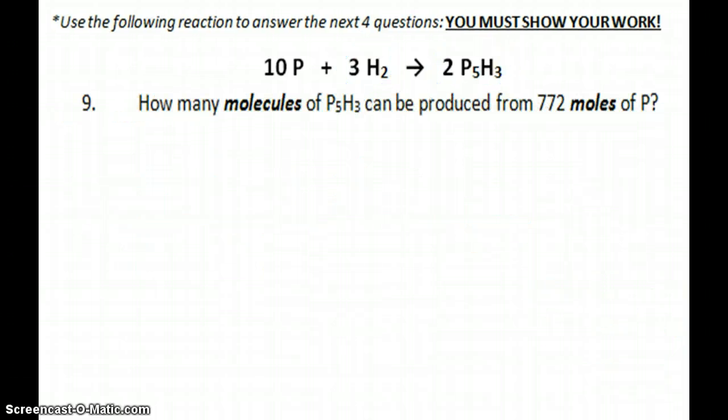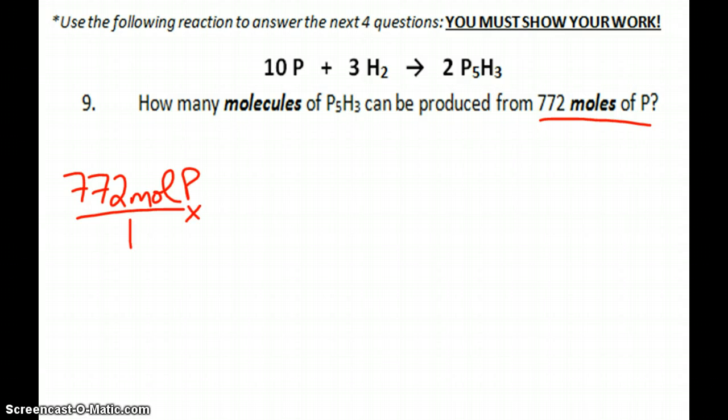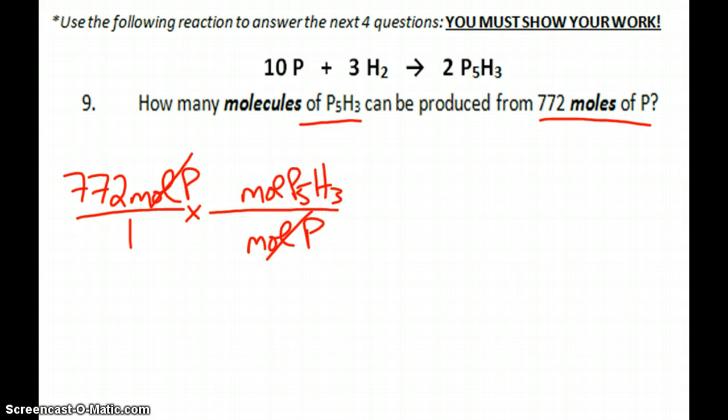The next question, very similar, except I got to finish with my molecules fact. So again, I start with a mole-mole thing because I've got 772 moles of phosphorus, and I put that immediately because I want to convert. What do I want to know about? P5H3. So I have to change to moles of P5H3. I need my mole ratio. So there's 10 P's and 2 of the P5H3.